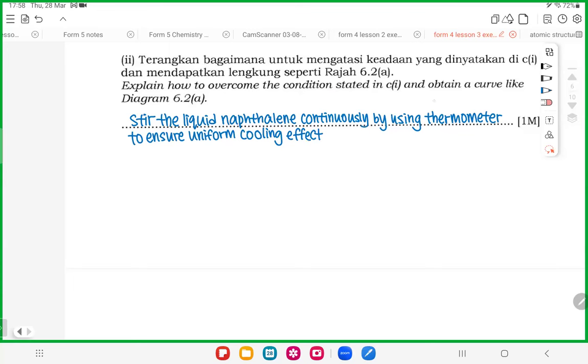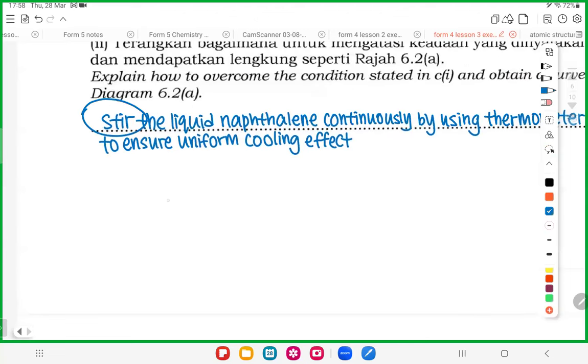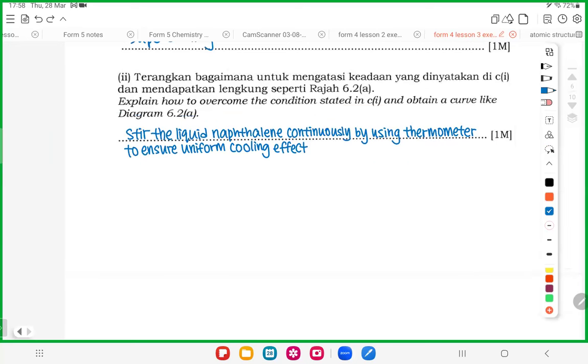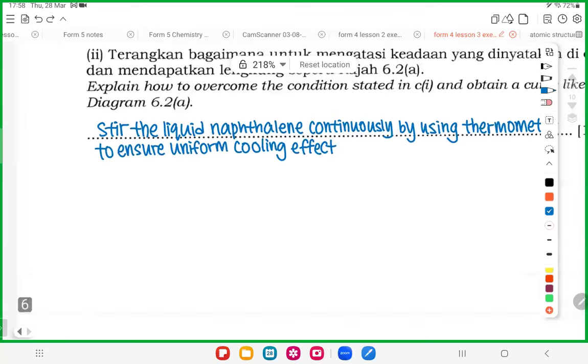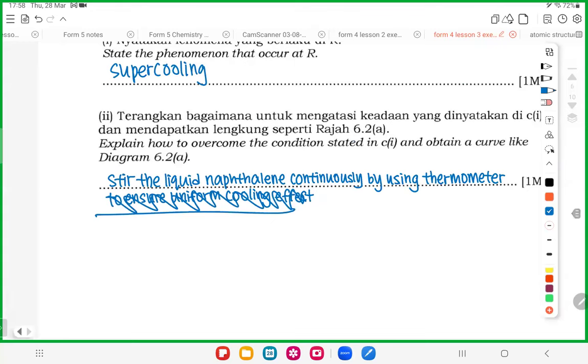How do you stir? Not using finger, not using spoon. Use the thermometer. Okay? So your answer must be detailed. If you only write the word stir, no mark. If you only write stir the liquid, no mark. The answer needs to be complete: stir the liquid naphthalene, stir it continuously. How to stir it? By using the thermometer. Simple as that. If you don't want to write to ensure uniform cooling effect, it's okay. You still get full marks.